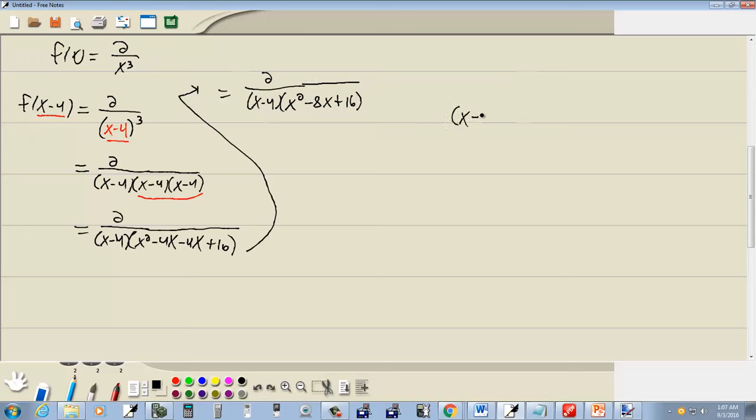Now let me show this over on the side. Might be a little bit easier to see. Multiplying these two together, we'll take our first term here, this x, and multiply it times each term over here. Then we're going to take our second term, the negative 4, and multiply it times each term in the other set of parentheses.